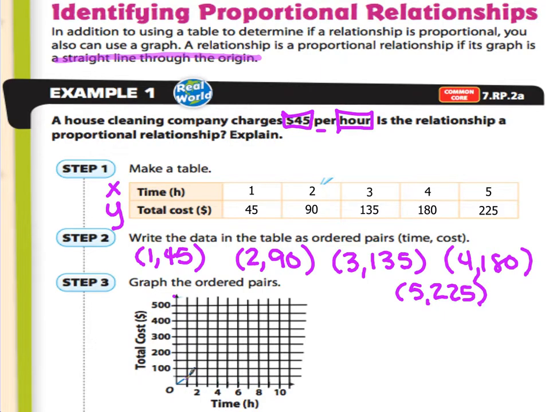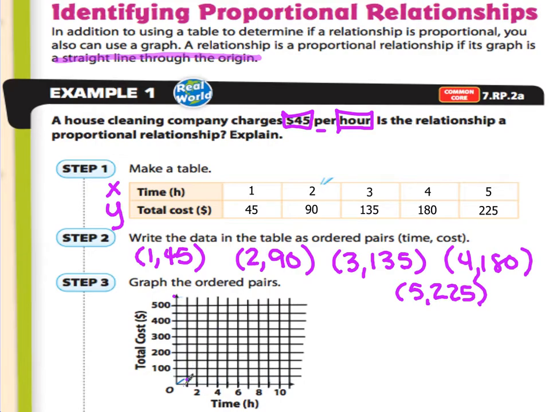Halfway up is 50, so I would be just below the 50. Do your best because I know it's not perfect. Now bear with me here because I'm using the board and it's a little tough to get a perfect 45 on there when I'm getting down that low on the board.